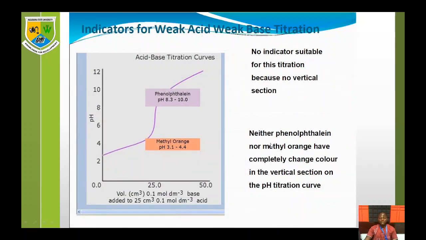The indicator for weak acid against a weak base. Here, no indicator is suitable for this titration because there is no vertical section. So neither phenolphthalein nor methyl orange has a complete color change in the vertical section of the pH titration.